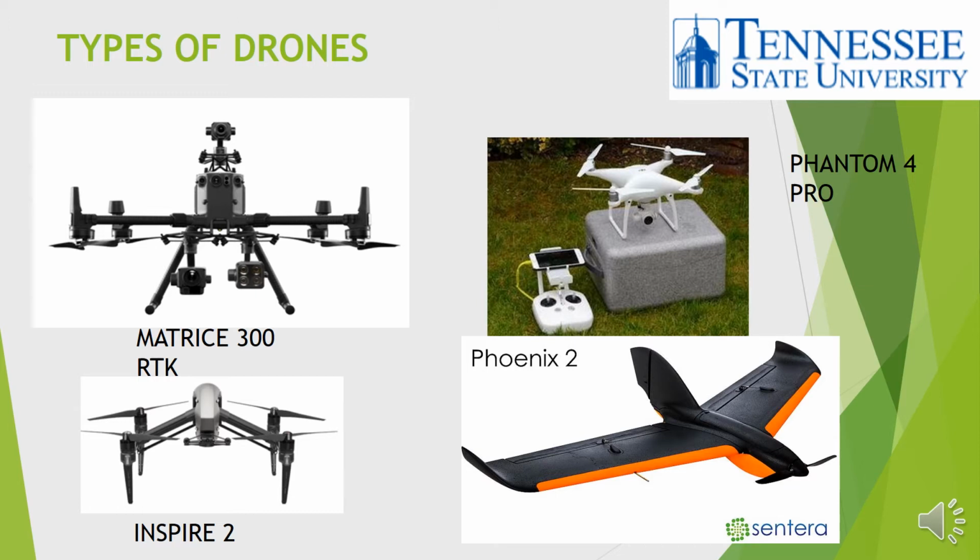The other type of drone is fixed wing drones. Fixed wing drones generally look like airplanes in their structure. An example is Phoenix 2, on the right hand side, below on the slide. The next thing I will talk about is what are some of the advantages and disadvantages of using a rotary or a fixed wing drone.